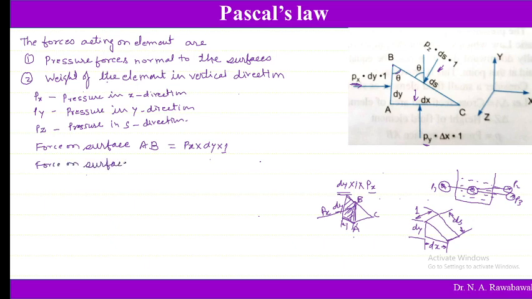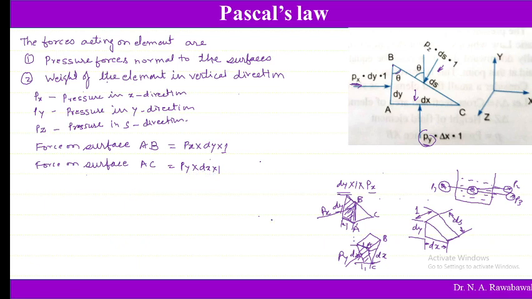Similarly, the force on surface AC: if we consider the bottom of this wedge shape, this is point A, B, C. From the bottom, pressure py is acting. Pressure into area, where the width is 1 and the distance A to C is dx. So the force acting on surface AC is py into dx into 1.